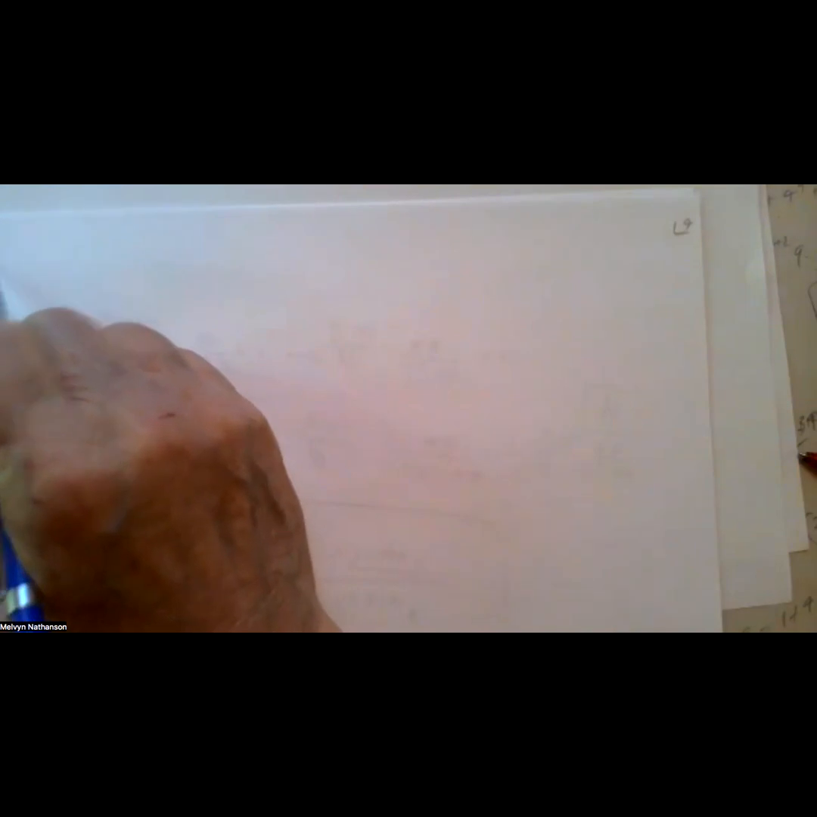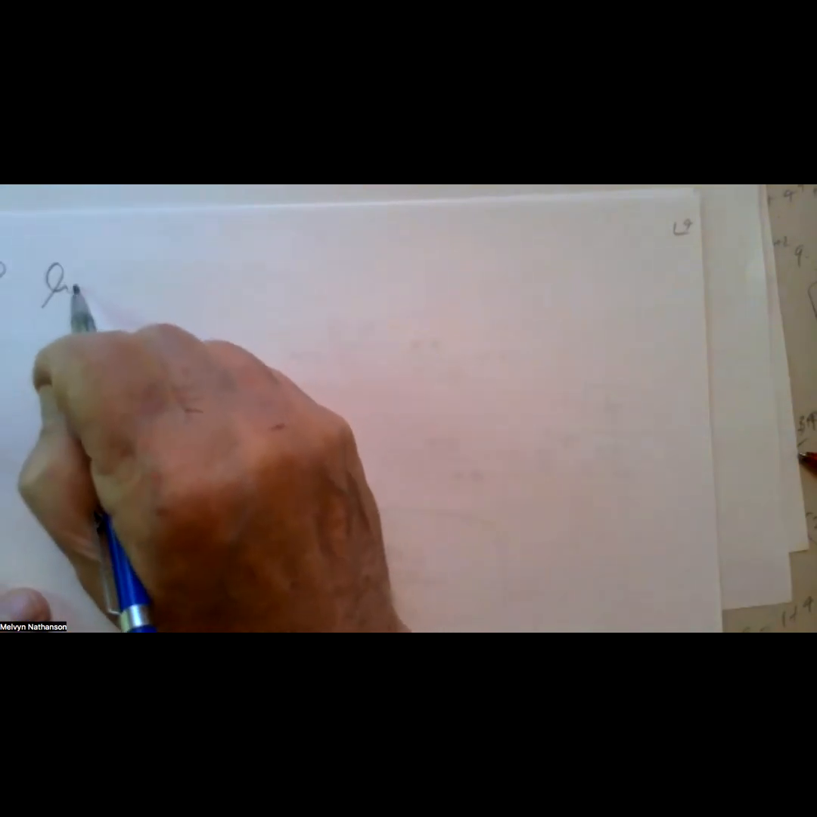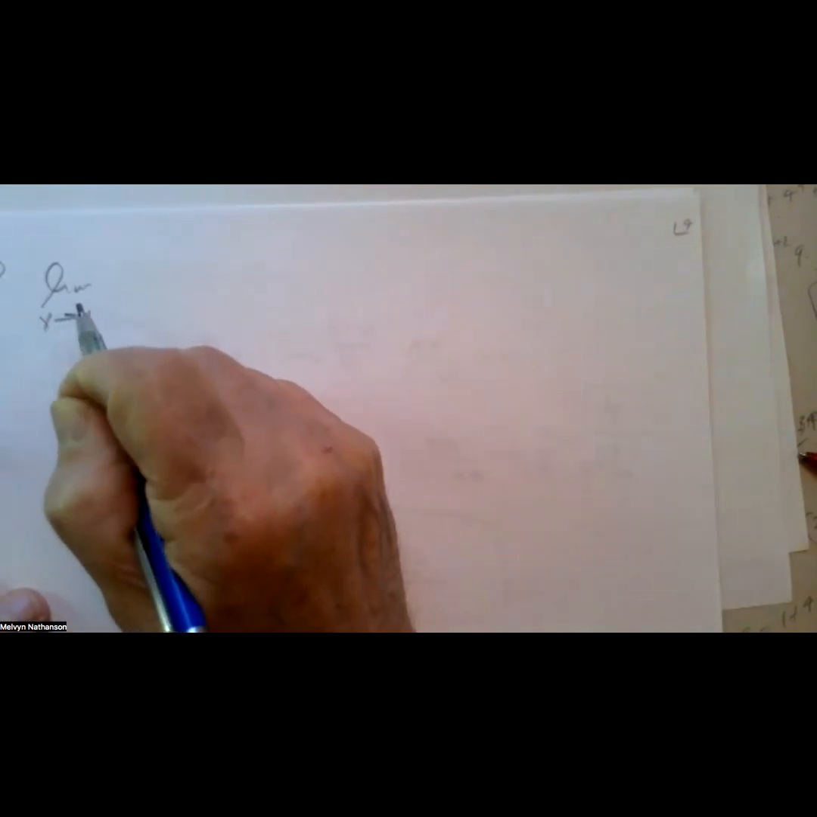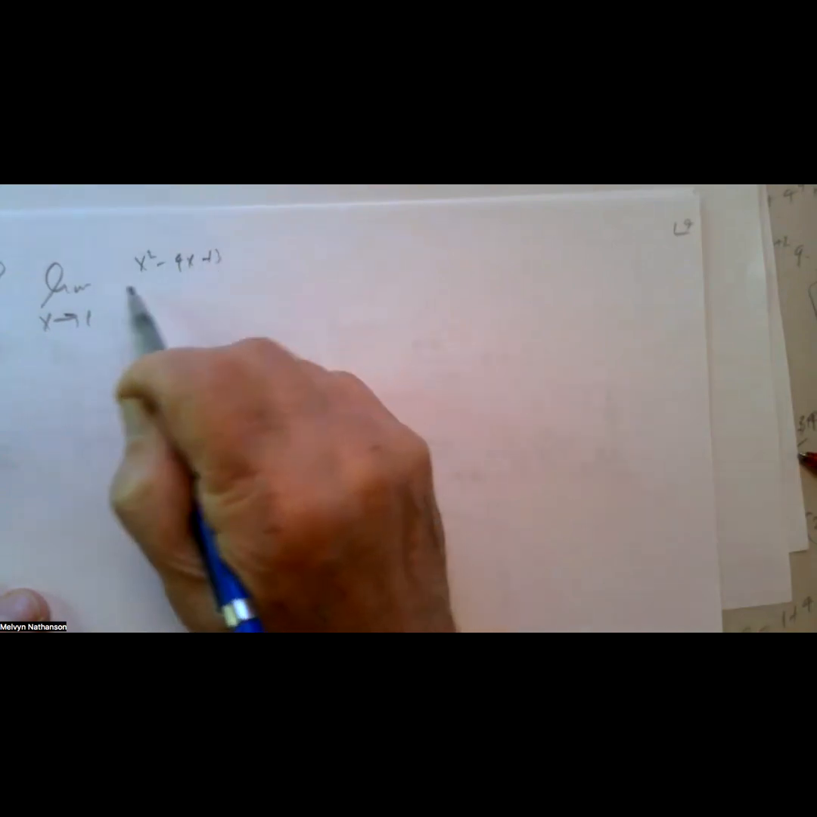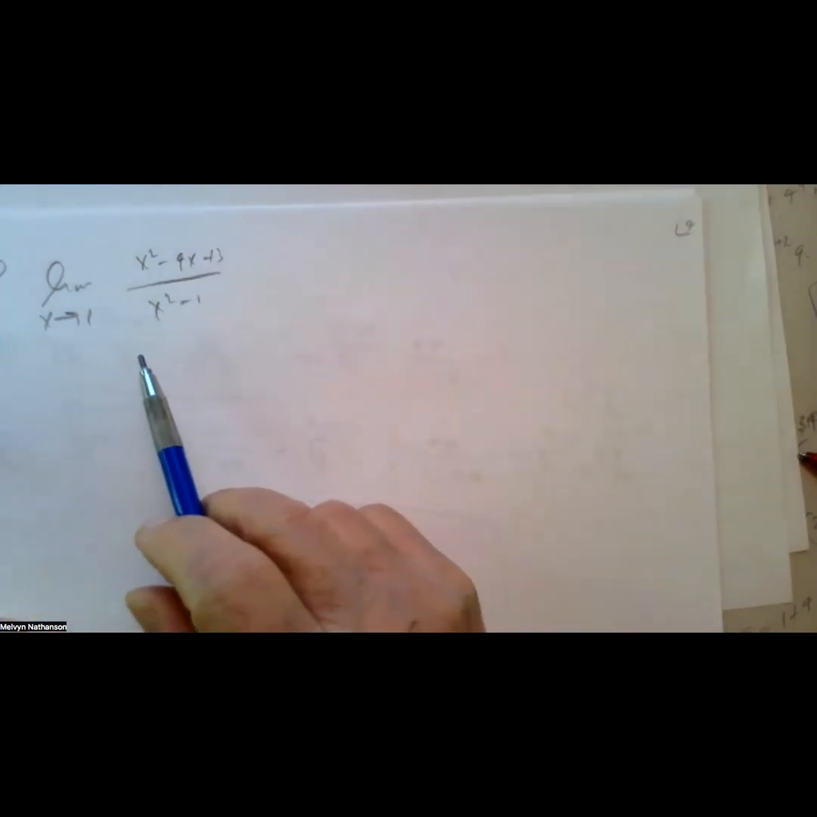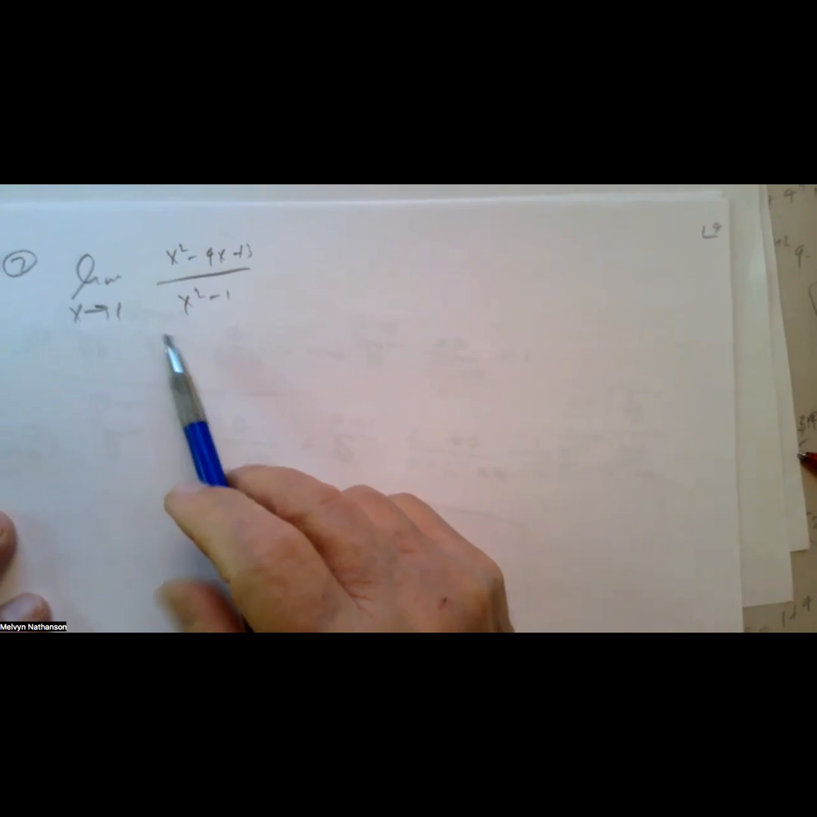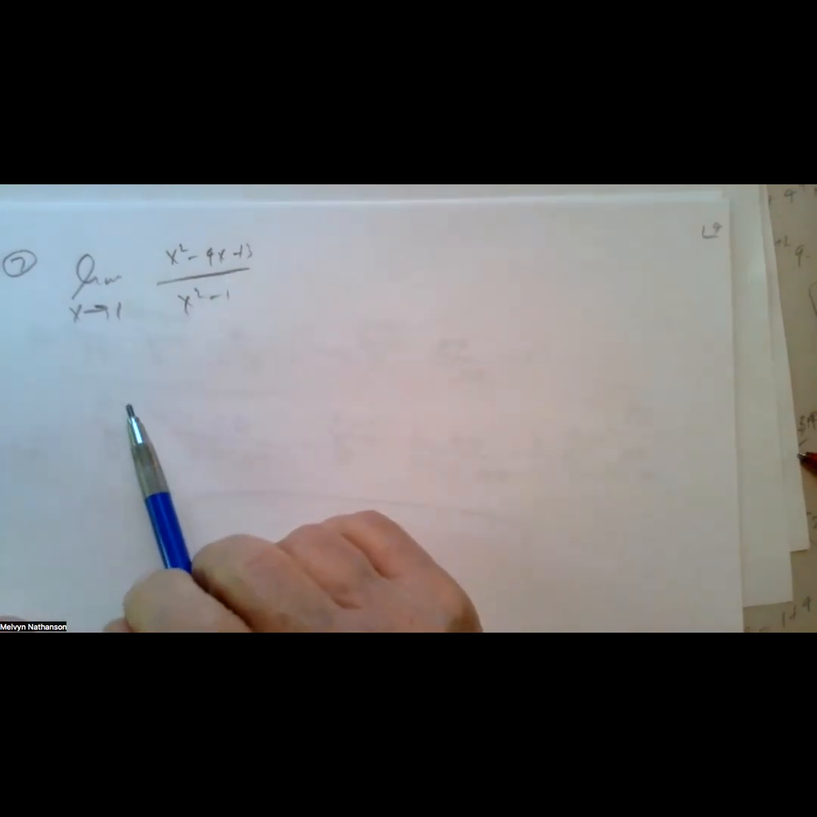After problem 4 came 5. After 5 came 6. So we're now up to problem 7. This is another limit, as x goes to 1 of x squared minus 4x plus 3 over x squared minus 1. And you can't just plug in x equals 1, because you would get 0 over 0, which isn't defined.